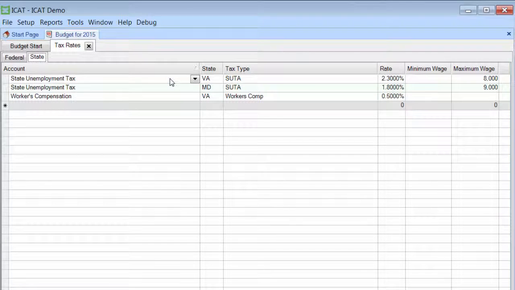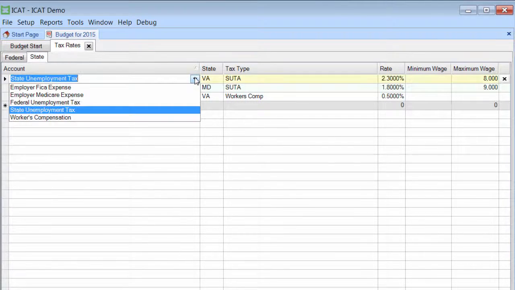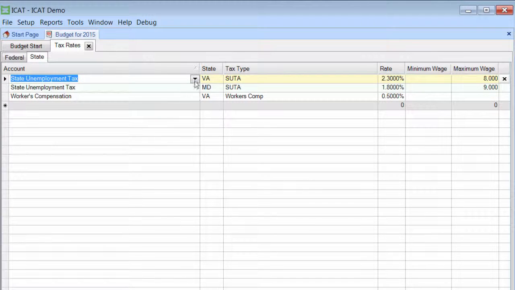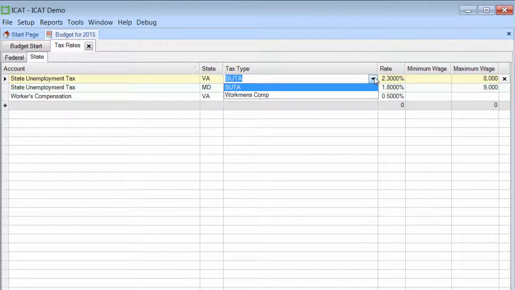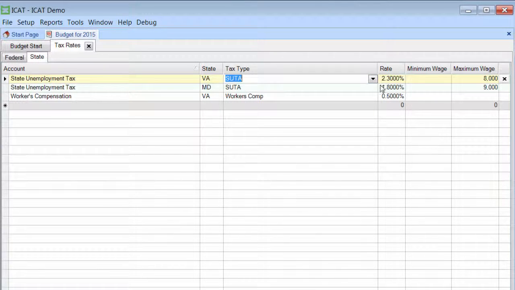On the State tab, what we're going to show are all states in which we are subject to a state unemployment tax. In this case, we have Virginia and Maryland. So we are linking it to the state unemployment tax account in our chart of accounts. We are identifying the state as Virginia. We are identifying the tax as a state unemployment tax. Sometimes this is known as SUI, or state unemployment insurance. Sometimes it's known as SUTA, state unemployment tax.